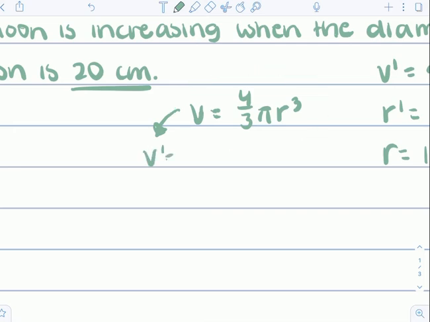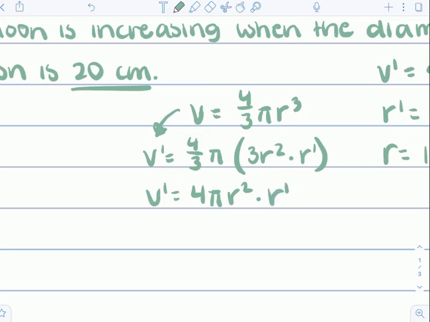So we get the derivative of V equals 4 over 3 times pi. So these are our constants. And then 3r squared times the derivative of r. And then we can simply simplify that out.